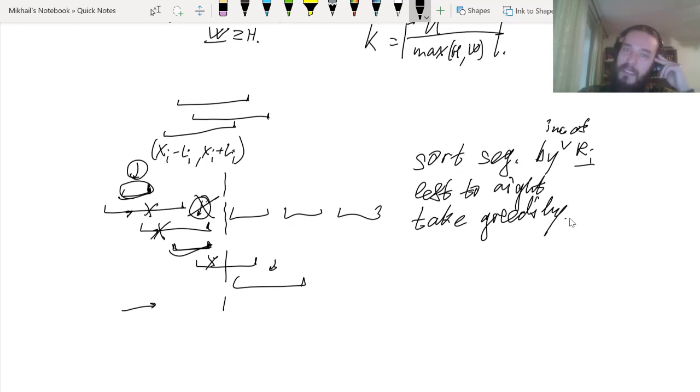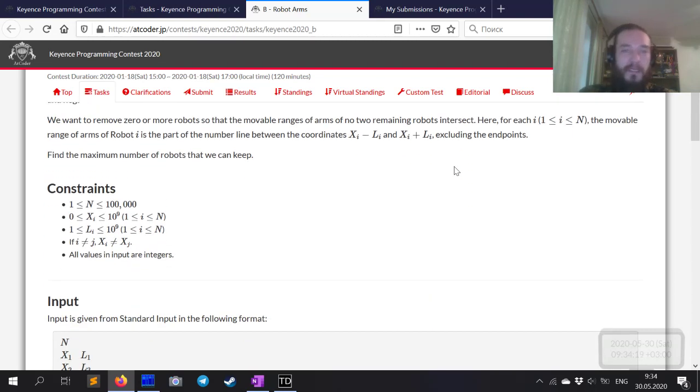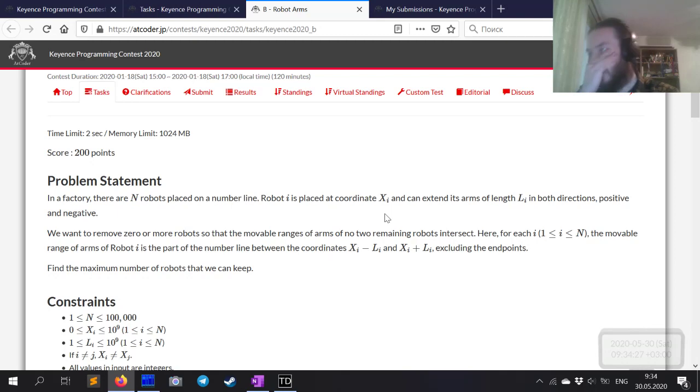So this is exactly the same as what we were doing. We take a segment as long as it's possible, so if it does not intersect with the previous one. So we just sort, and then we go over the segments and take them. That's a classical problem. It took me longer to understand what the statement said than to recognize that it's a classical problem. Okay.